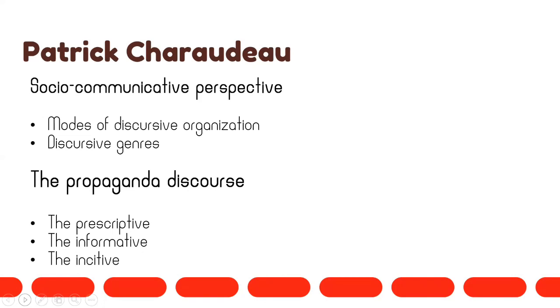In this description, the situational context is explained by Charaudeau, presenting the positioning of the I, the sender, and the you, the receiver, which characterize the interaction in the propaganda discourse on three levels. First, the prescriptive. The I wants to order you to do or to think something. Second, the informative. The I wants to let the you know something. And the incitive. The you must believe what the I says.